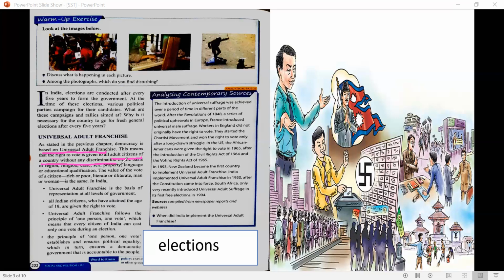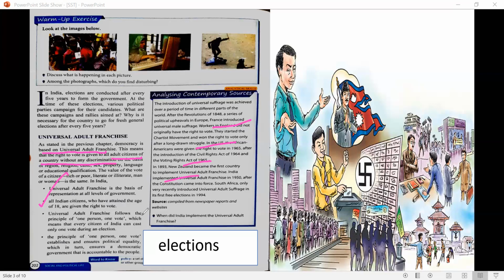So in India, universal adult franchise is on the basis of representation on all levels. So we have levels, like we have CM, then we have PM, we have different types of candidates. Over here we can see that all levels of the government are on the basis of universal adult franchise only. And all the Indian citizens who have attained the age of 18 are given the right to vote. That I told you many times. Now, this thing should be fitted in your mind properly.